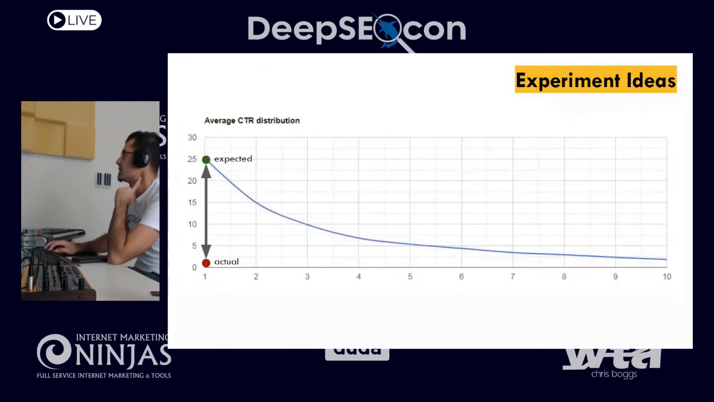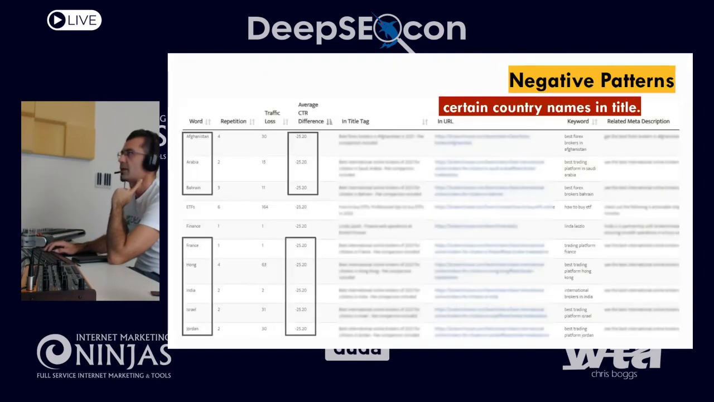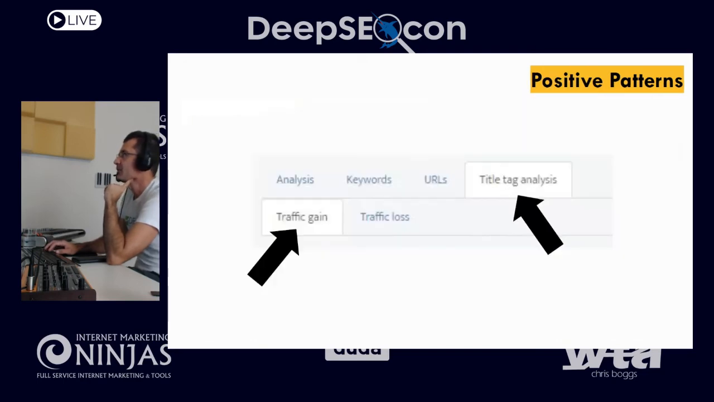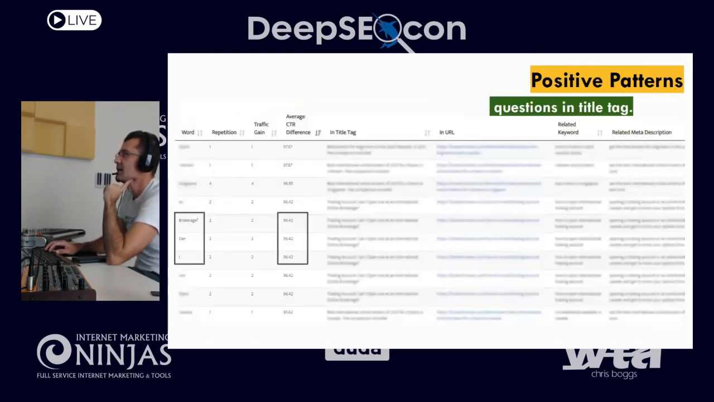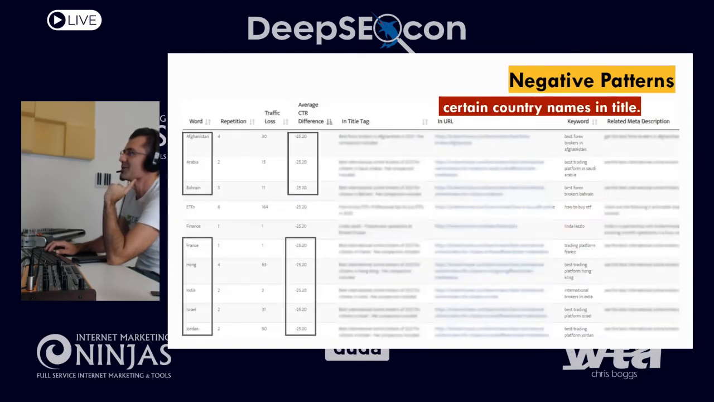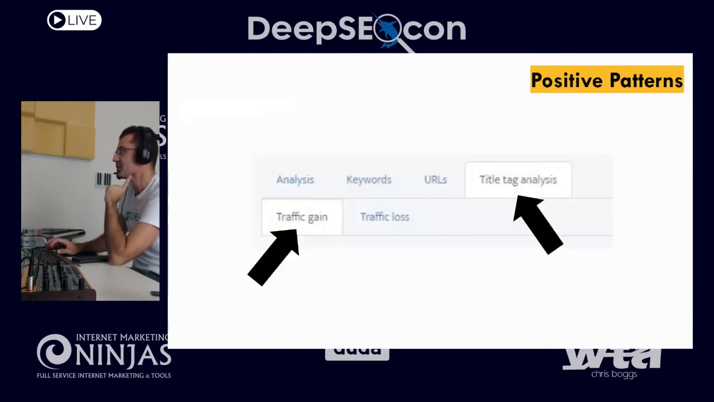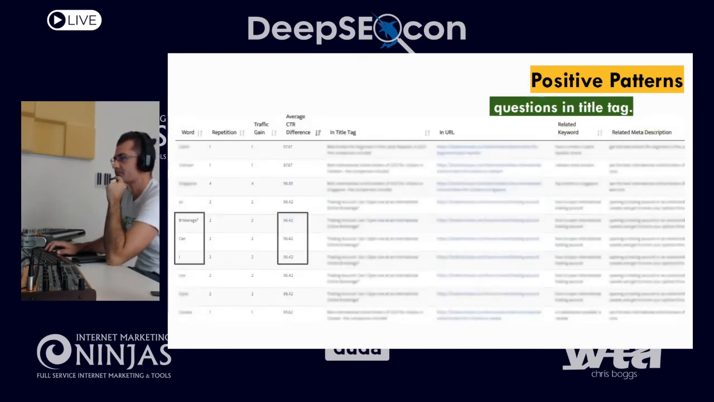Once I run through my text analysis for this particular client, I've determined that having certain country names in the title was a super negative impact. But when I flipped my analysis again for traffic gains, I found that certain countries actually increased the CTR. So I was a little bit confused about what that meant. But tools are not going to give you answers. Tools will show you what's going on, and then you have to make a decision.